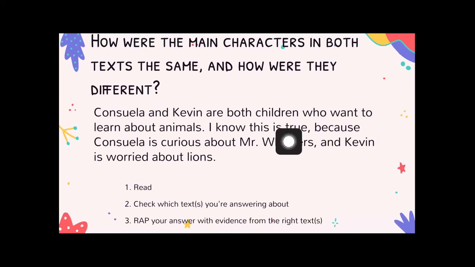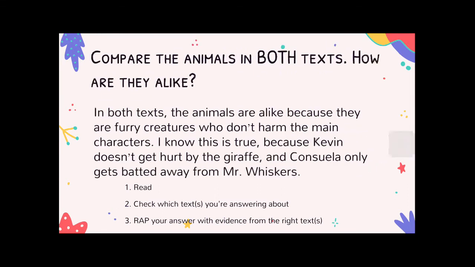Okay, let's see. Does it seem like he read the texts? He's talking about characters from both stories. Did he check which text he's answering about? It says both, and he's talking about both Consuela and Kevin. Did he wrap his answer with evidence from both texts? He did not restate the question. He just starts his answer there. He didn't restate it, so he might end up making a mistake if he doesn't restate. Did he prove his answer? He says, I know this is true, and it looks like he used proof from the text, so his main problem is just restating the question there.